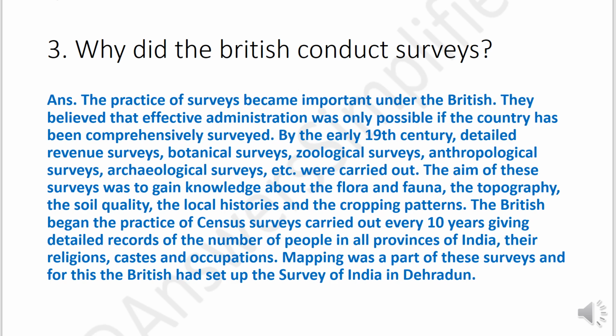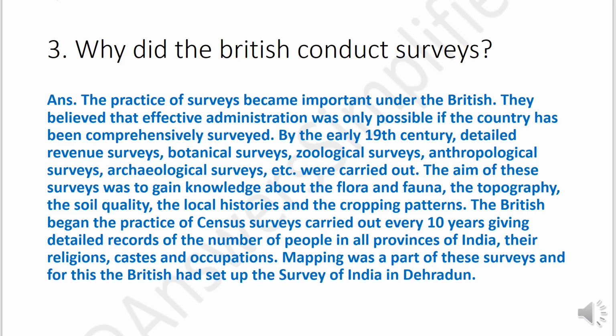Question 3. Why did the British conduct surveys? Answer. The practice of surveys became important under the British. They believed that effective administration was only possible if the country had been comprehensively surveyed. By the early 19th century, detailed revenue surveys, botanical surveys, zoological surveys, anthropological surveys, archaeological surveys, etc. were carried out. The aim of these surveys was to gain knowledge about the flora and fauna, the topography, the soil quality, the local histories, and the cropping patterns.